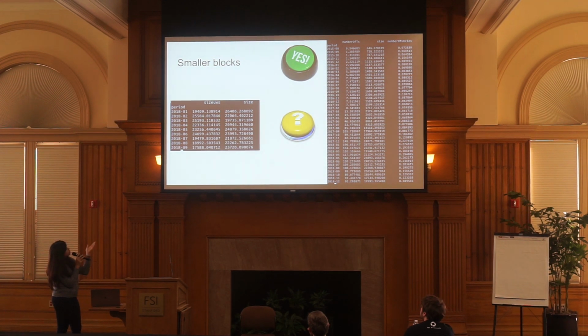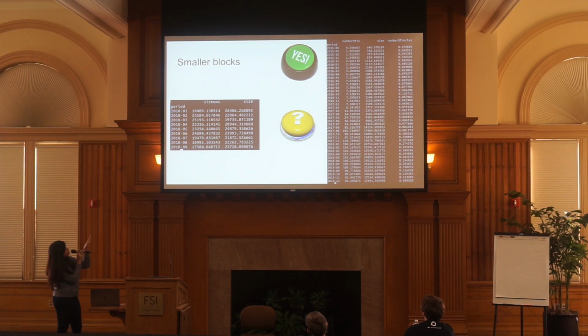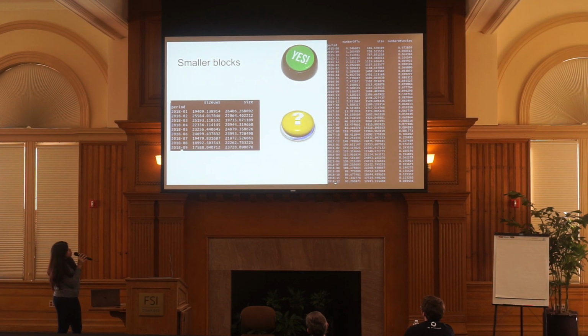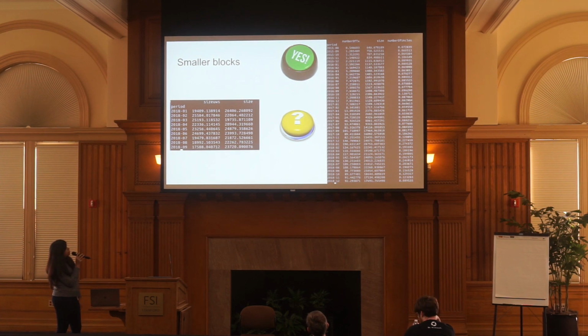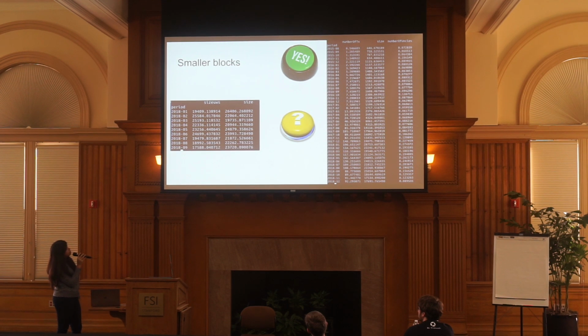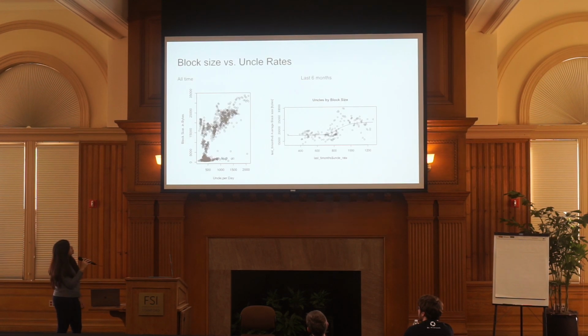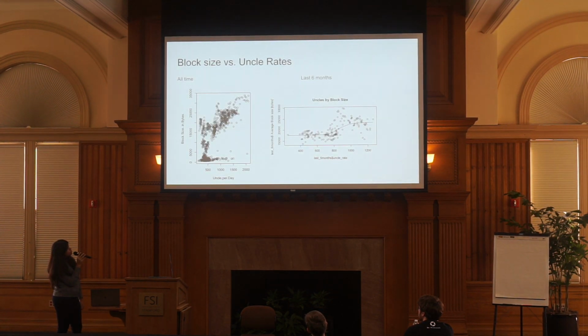And so, as you can see here, the size of the uncles is in the first column and the size of the blocks in the second column, and you just see variation. Sometimes the uncles are bigger, sometimes the blocks are bigger. And so we started doing some analysis of this data and trying to see what could be causing this behavior.